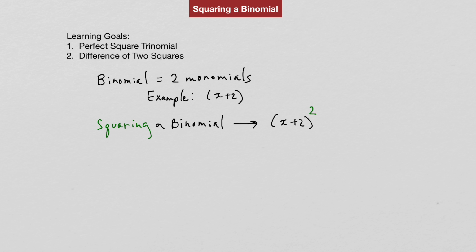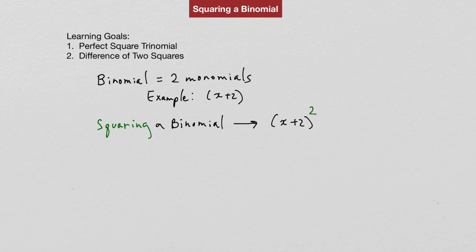If you recall, a binomial is actually two monomials put together. So it would look like this. This example, x plus 2, is a type of binomial. So when we talk about squaring a binomial, we're going to take this quantity, x plus 2, and square it. So it would look like this: the quantity x plus 2 raised to the second power. That is squaring a binomial.